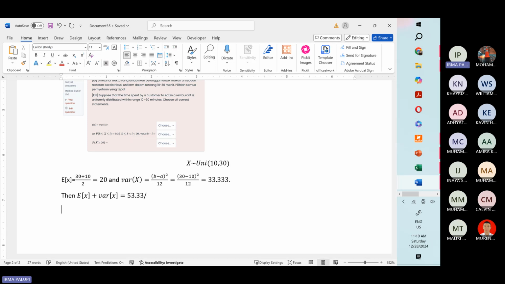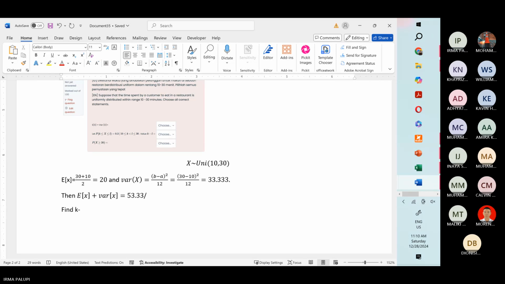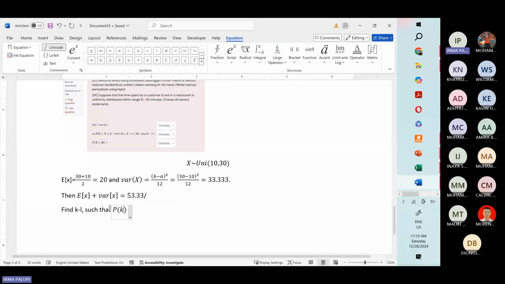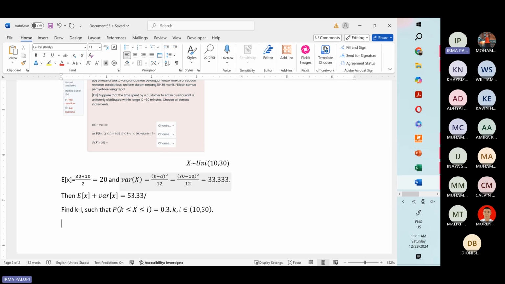And for number 2, we need to confirm the probability, right? So find the value K minus L such that P of K less than or equal to X less than or equal to L equals 0.3, and K and L are just in between this interval, right? How to do this?